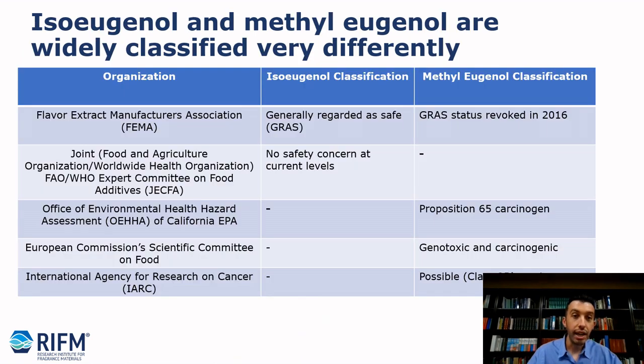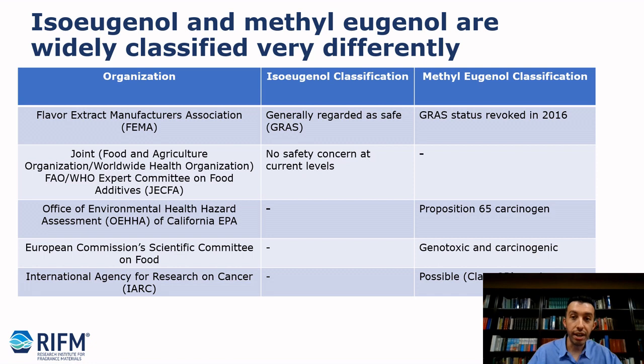Unsurprisingly, then, isoeugenol has been classified differently than methyleugenol across organizations. The Flavor Extract Manufacturers Association, or FEMA, has listed isoeugenol as GRAS, which stands for Generally Regarded as Safe. Methyleugenol was also once placed on this list, but its status was revoked in 2016.